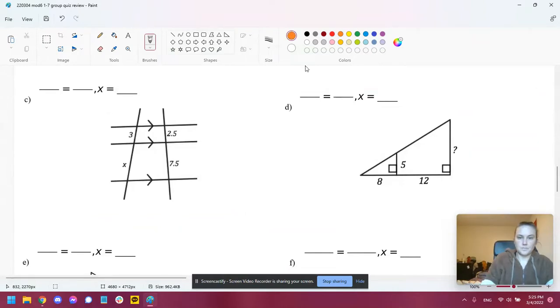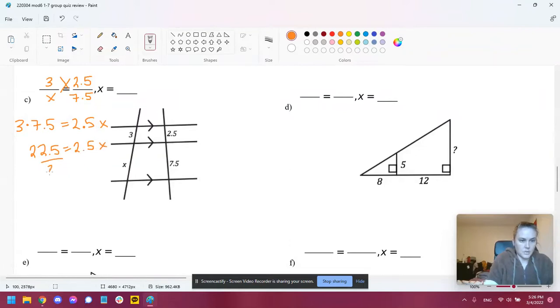All right, run it back. This one, they're both on the sides, so I can just do part by part. I'll do 3 over x equals 2.5 over 7.5. When I cross multiply, I get 3 times 7.5 equals 2.5 times x. Get my calculator out. 3 times 7.5 is 22.5. Dividing both sides by 2.5 gives me x equals 9.